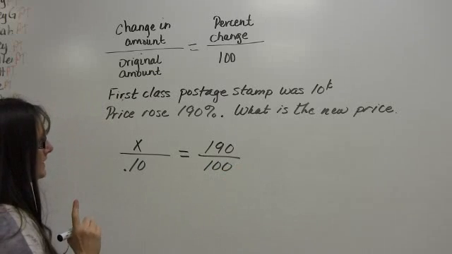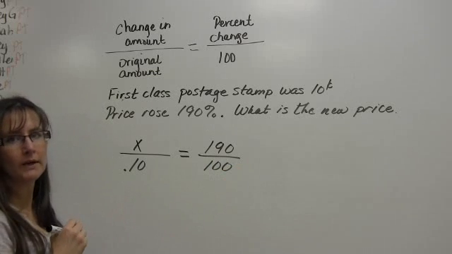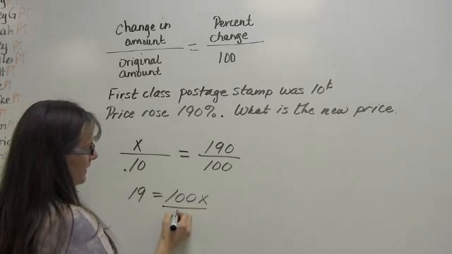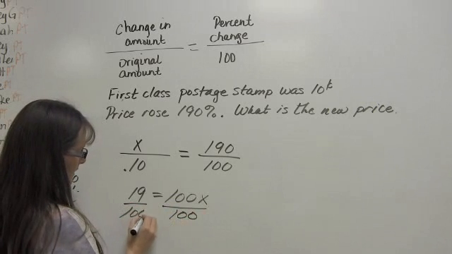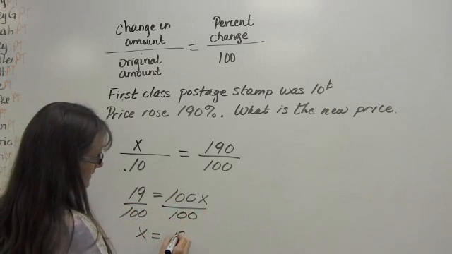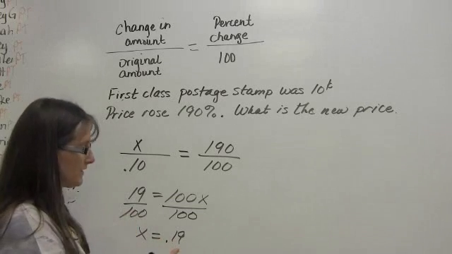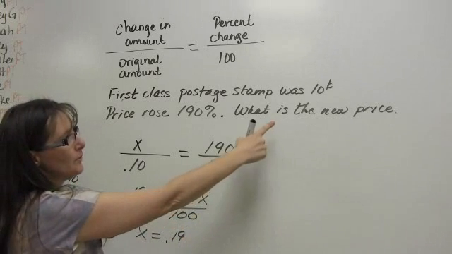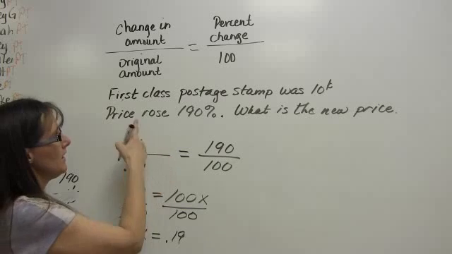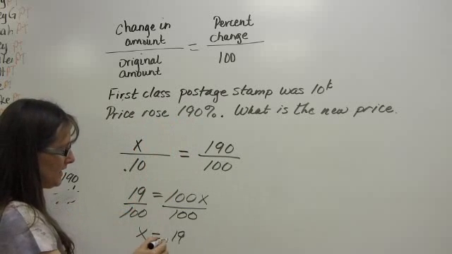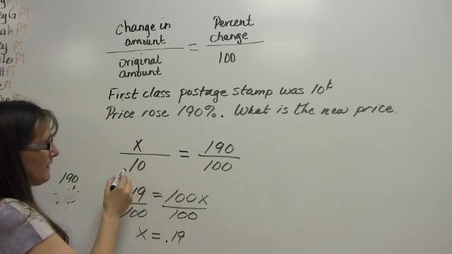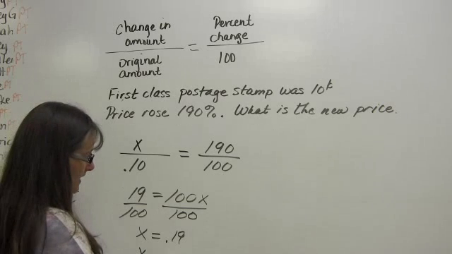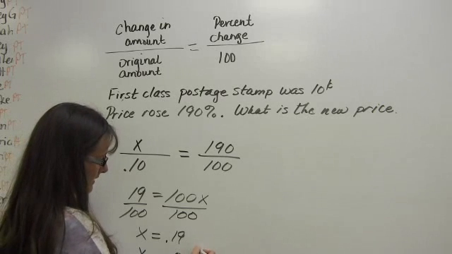So when I cross multiply, I'm going to get 19 equals 100x. And when I divide both sides by 100, I'm going to get x is equal to 19 cents. Well, this is the change in price. It's a change of 19 cents. Well, I want to know what the new price is, and that's in 1991. That's an increase of 190%. That means I need to add my 19 cents back to my 10 cents, and I discovered that a postage stamp in 1991 is actually going to be 29 cents.